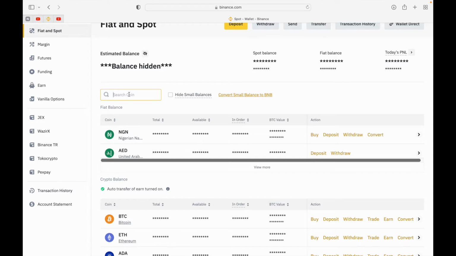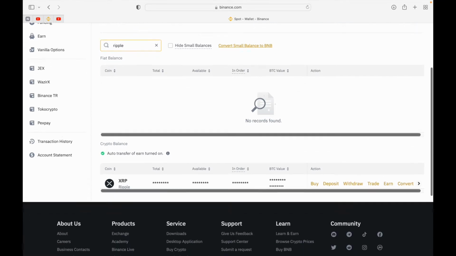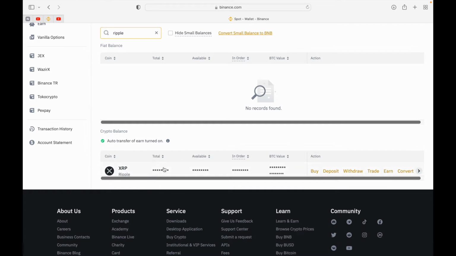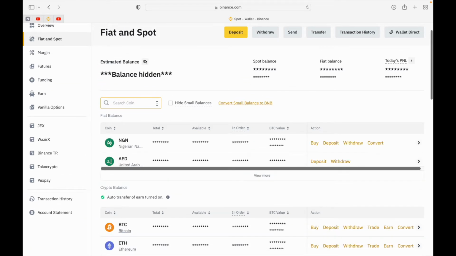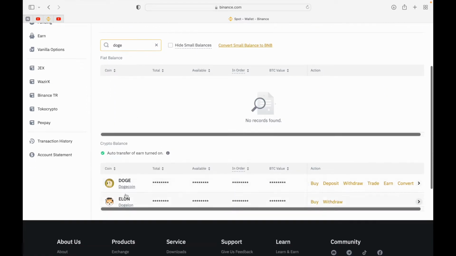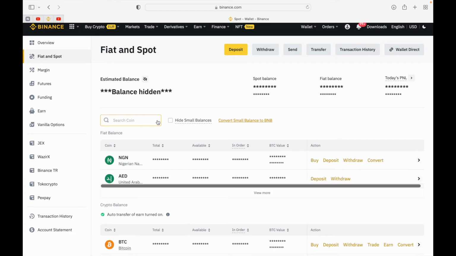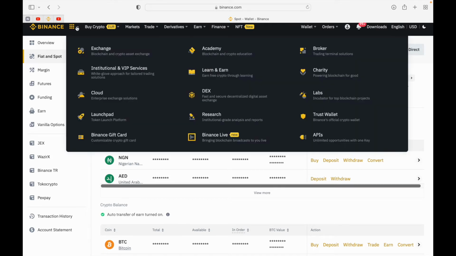Let me search for Ripple. Ripple is actually XRP. You can see it appeared. Let me actually search for Doge. You can see Dogecoin. So you can quickly navigate to any coin that you are looking out for. Now we'll be going to the exchange platform where we can actually do the spot trading. From my desktop view here, I have to navigate to exchange, as you can see.